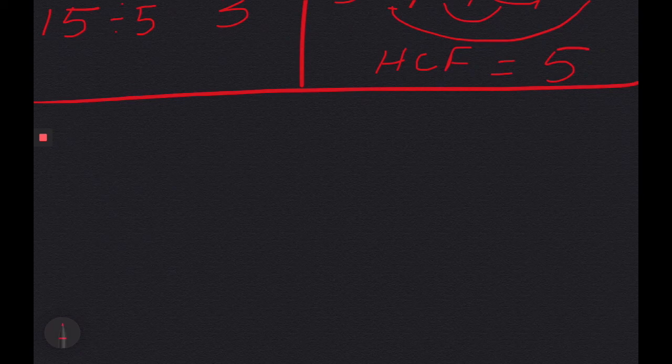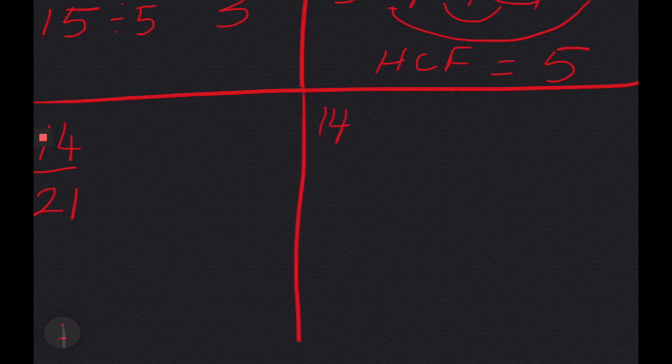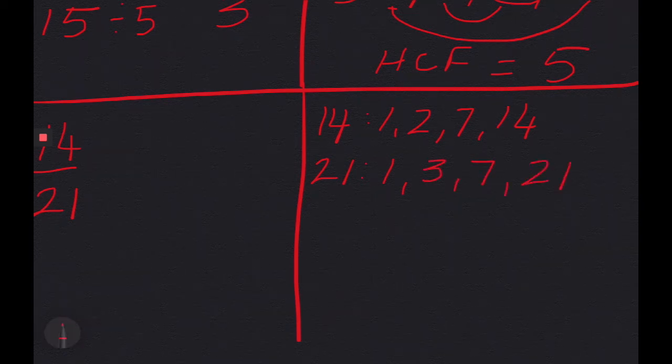We're going to look at 14 over 21. So we're just going to draw a working out column. So 14 and 21. Let's write down the factors of them. So 1 will divide, yes. 2 can divide into 14, 7 and 14. The factors of 21 are 1, 3, 7, yes, as well as 21.